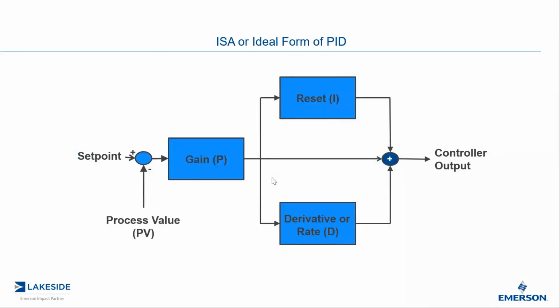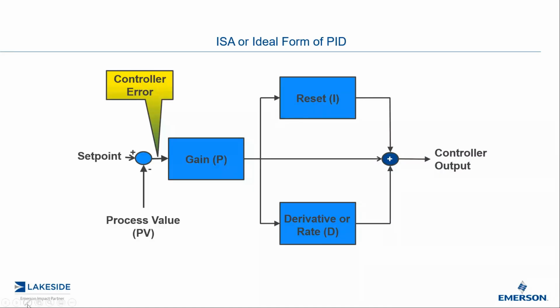So let's take a look at the PID. So this is the ISA or ideal form of the PID controller. Now, there are other ways of plumbing up a PID controller, but we'll deal with this one. So how does this work? So you got your process value. So this is your measurement coming back.